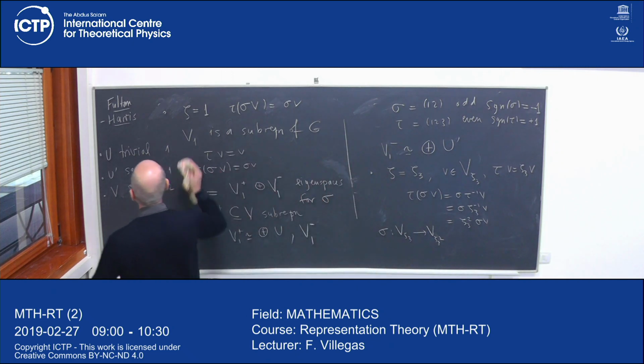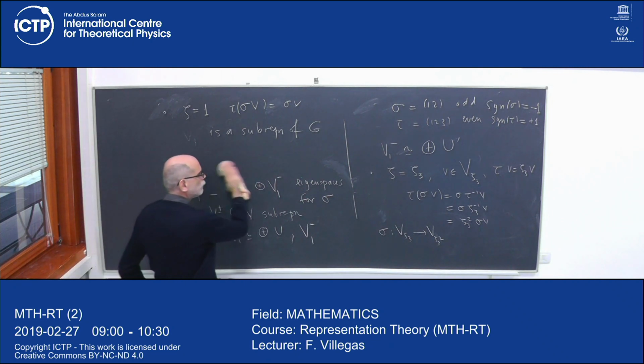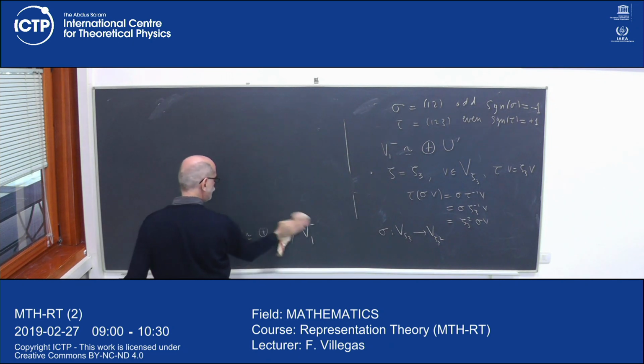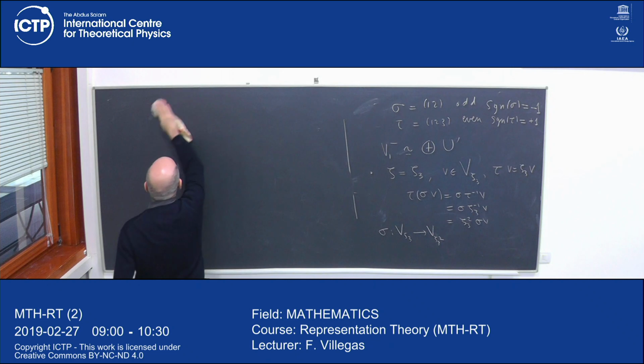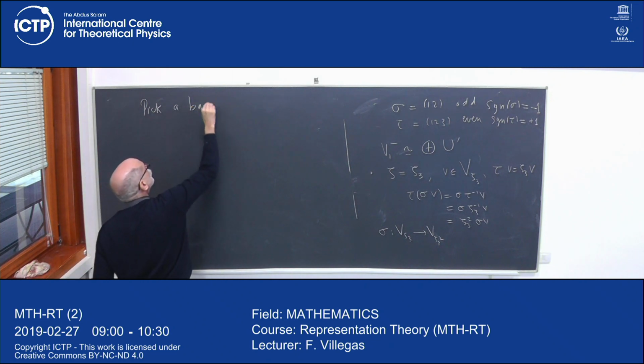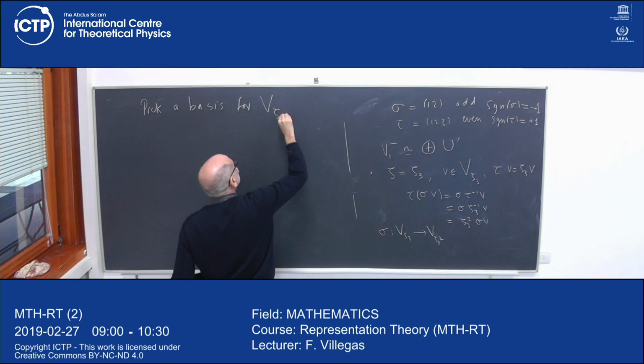Okay, so they are not sub-representations. The sigma doesn't fix them, and doesn't fix any subspace on them. So now we can do this. So pick a basis for, let's say, v zeta 3.